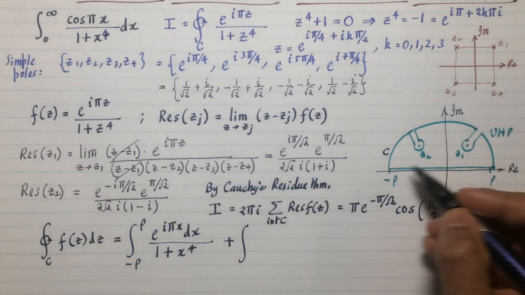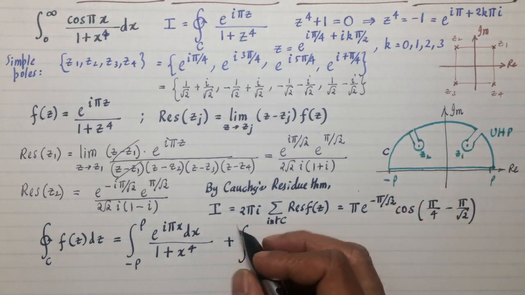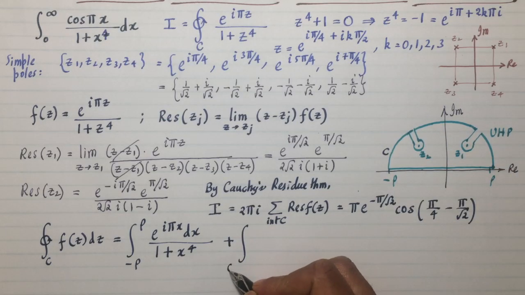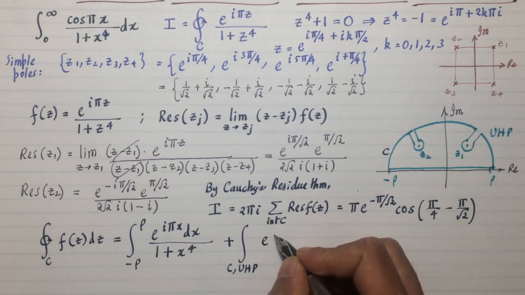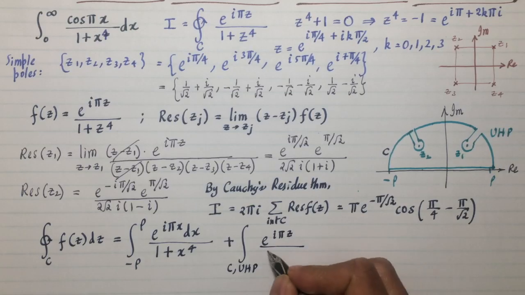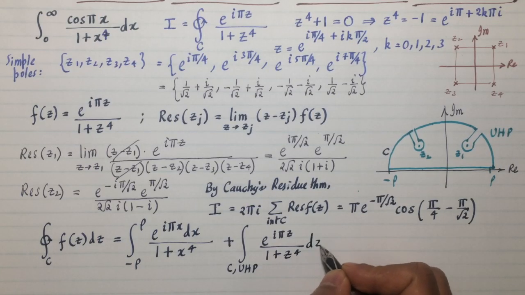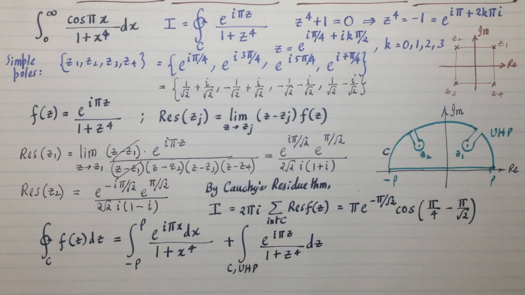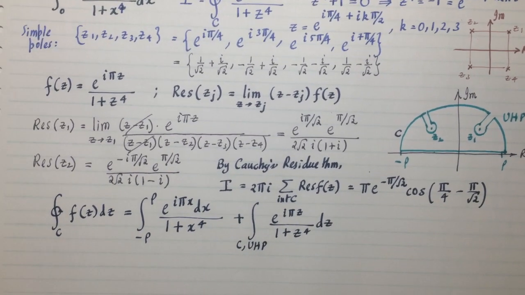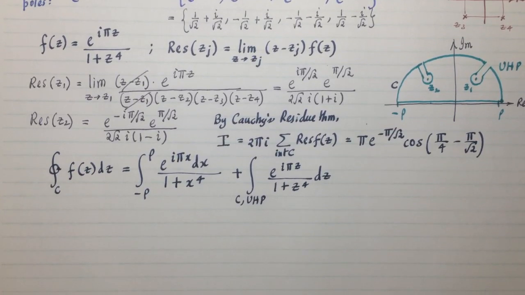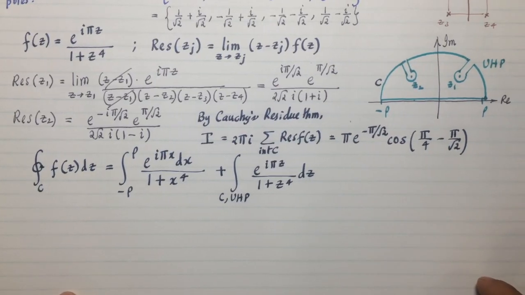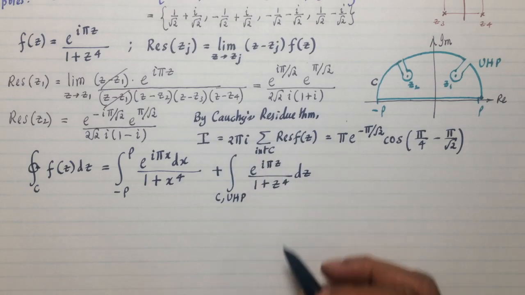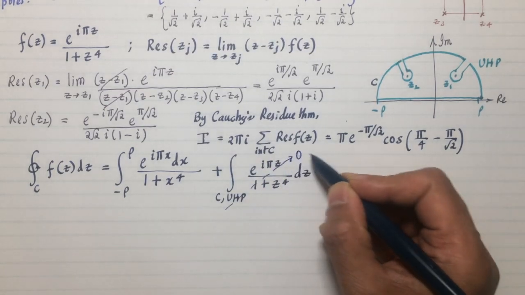And then you're also going to have this integral on the upper half plane along the contour. So I'll write the integral over C comma UHP of e to the i pi z over 1 plus z to the power 4 dz. What happens to this one? You have to argue that it goes to 0. So let me run through that argument next. This type of argument will always be there in a problem like this. You have to argue away this term. So that's what we want to do.